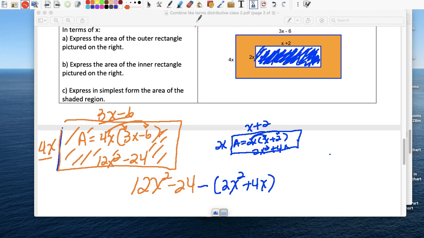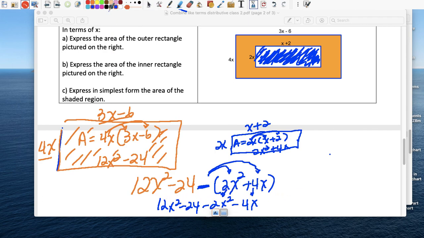So now before we subtract, we have to do the distributive property here, right? Understand, because there's this minus sign in front of the parentheses, we're going to remove these, right? So now remove the parentheses and change the signs of the terms. So we get 12x squared minus 24x minus 2x squared and minus 4x. Notice this and this came out opposites.